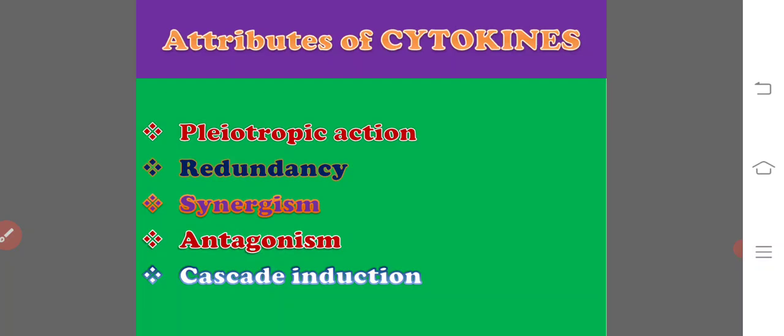This is about the activity of the cytokines and the attributes of the cytokines. There are 5 major attributes, namely pleiotropic action, redundancy, synergism, antagonism, and cascade induction.